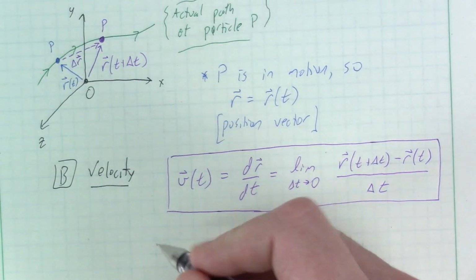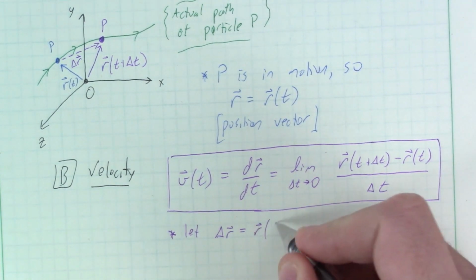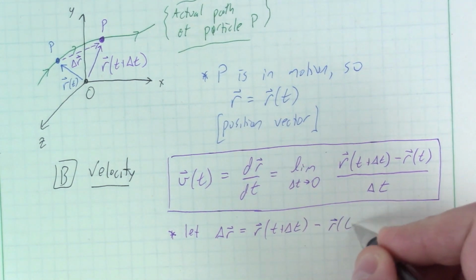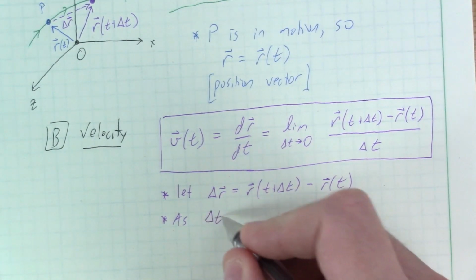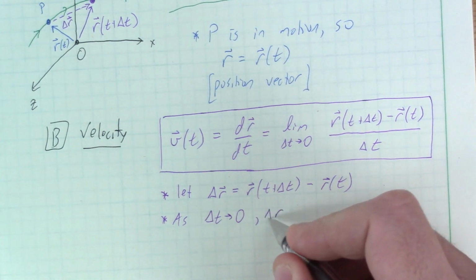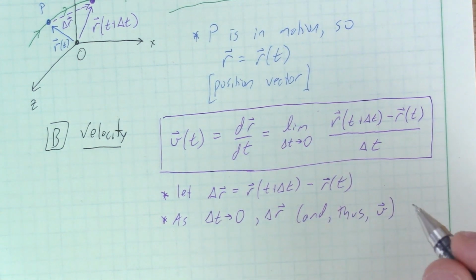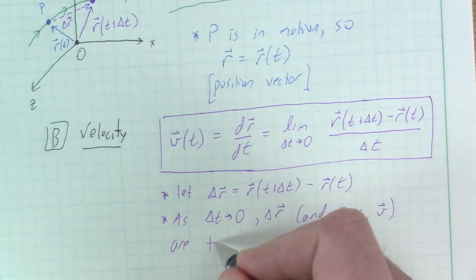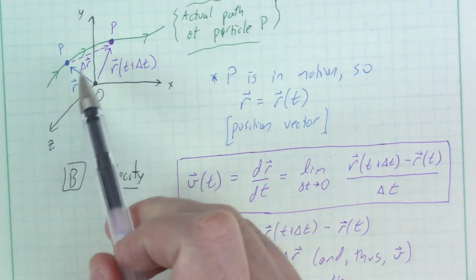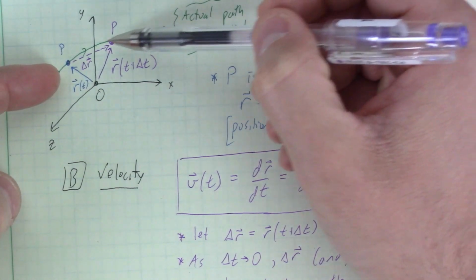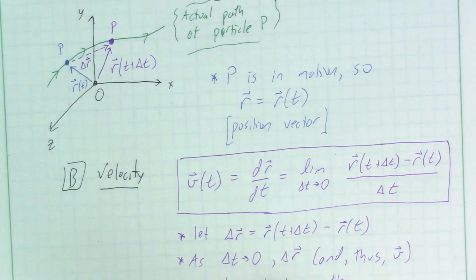So let's make some observations based on that, right? What we're actually doing here is defining delta r to be that numerator. And then as our change in time goes to 0, following naturally from the definition up above, our delta r and our v vector become tangent to the path, to the green line there. So as our time becomes smaller and smaller, the second P becomes closer and closer to the original P, and then this delta r vector just points right along the tangent to the path at that point.